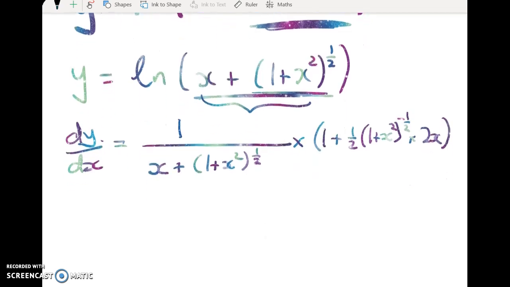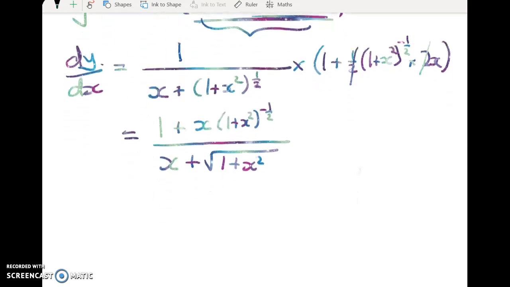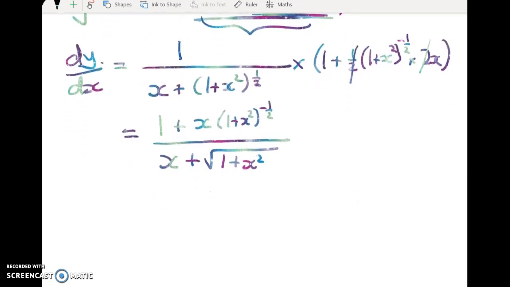Right, now we've got to clean that numerator up, so we'll leave the denominator. Well, let's have a look. We know we're going to end up back in surd form, so I'm going to chuck the denominator back into surd form now. And it's going to look like that. And then up here, I've got 1 plus, now the half and the 2 are going to go, so it's going to be 1 plus x times 1 plus x squared to the negative a half. So that'll do for starters. Now we're going to write the numerator out with surd form, and we're going to get an ugly fraction on top of a fraction, but not for long.